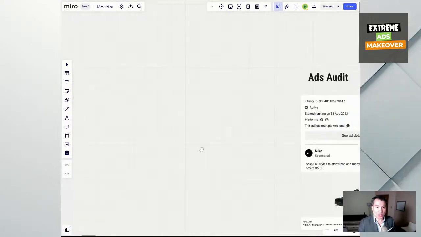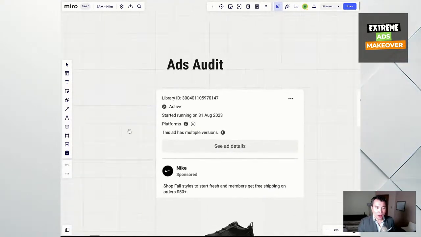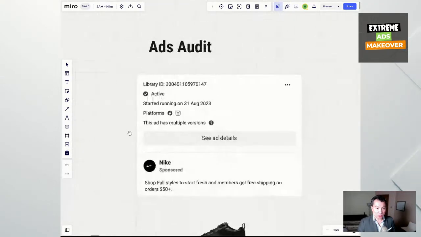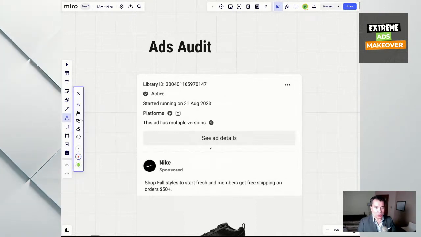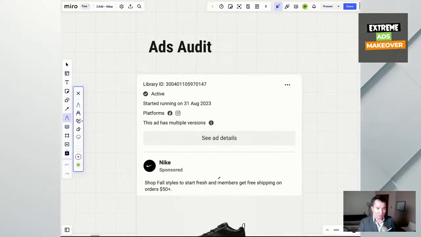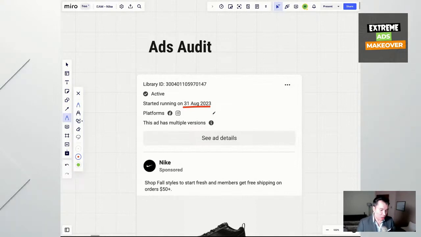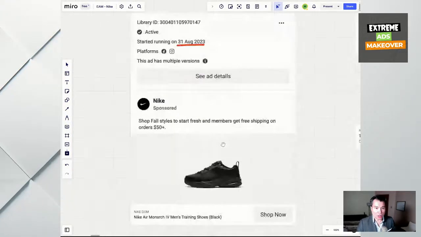Okay, so let's get started. The first point is we are going to do the ads audit. I'm going to pull out my pen. So with the ad audit, here's the ad from Facebook. And as you can see, it ran on August the 31st. So that's the ad we are going to audit.